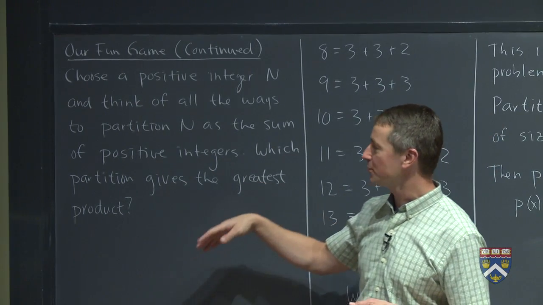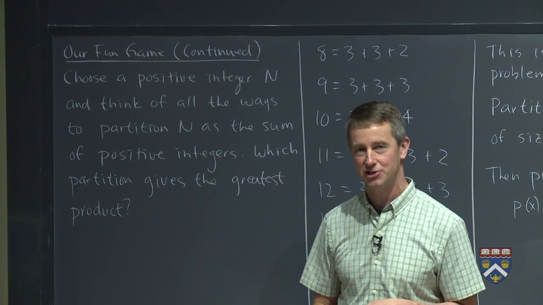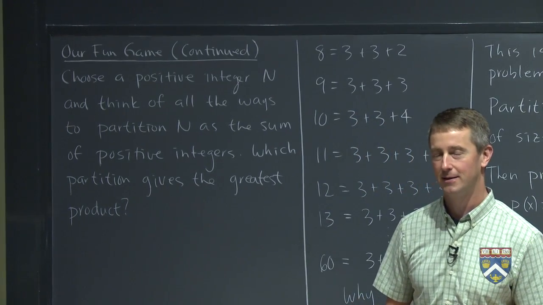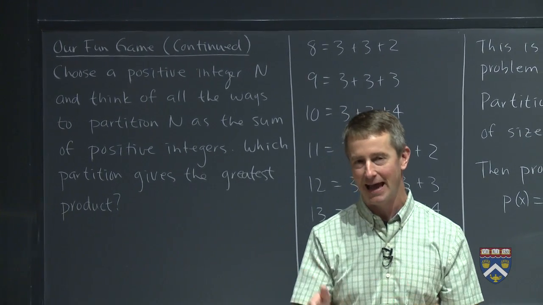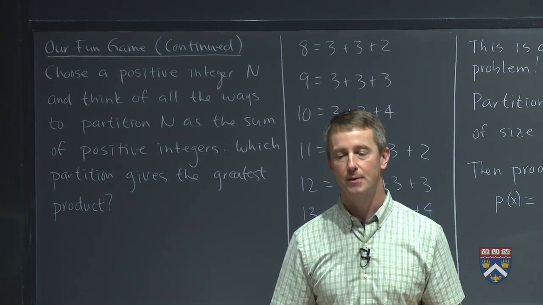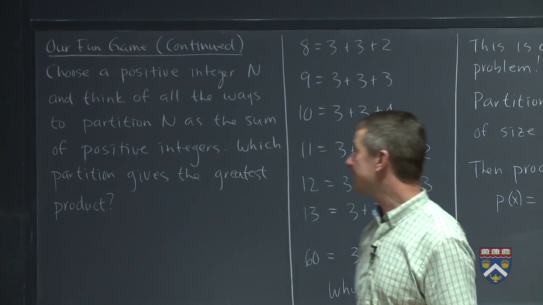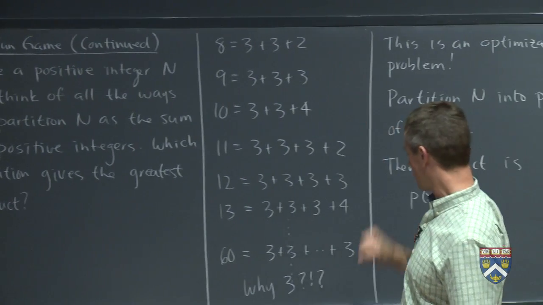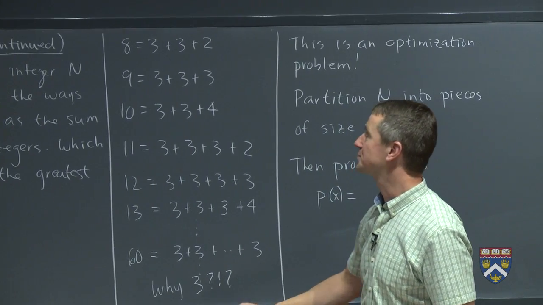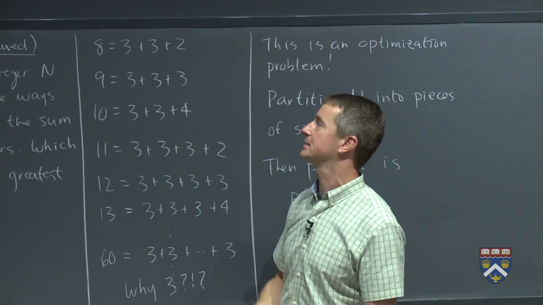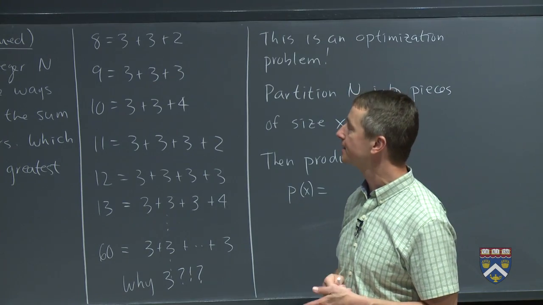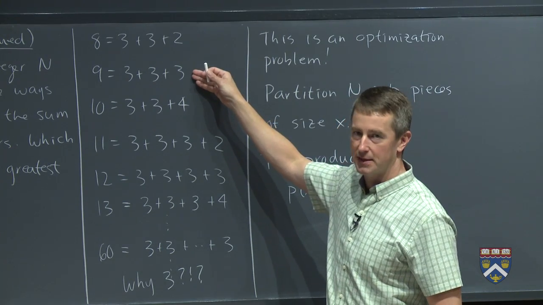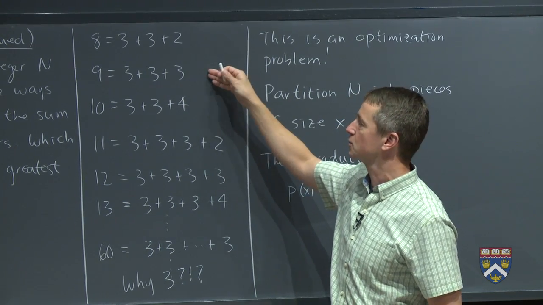And we looked at all the different ways we could do that, and we tried to come up with a partition that gave the greatest possible product. So you remember we started with the number 8. We wrote a lot of different ways of partitioning 8 as the sum of positive integers, and it turned out that the best way to write 8 was as 3, 3, 2. That was what gave the greatest product. 3 times 3 times 2 gave us a product of 18, and that was the best that we could do with 8. We moved on to 9, and it was 3 plus 3 plus 3, which gave a product of 27.